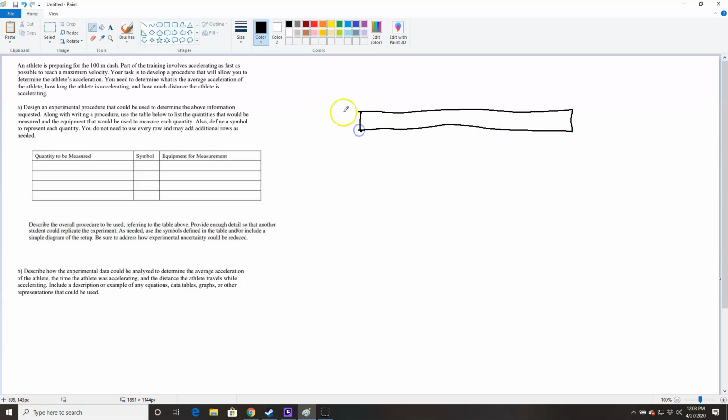So what I'm going to end up doing is I'll have my athlete start at 0 and finish at 100. And I will have increments 10, 20, 30, 40, 50, 60, 70, 80, 90, and 100. And as the athlete travels, every 10 meters, I'm going to record the time.